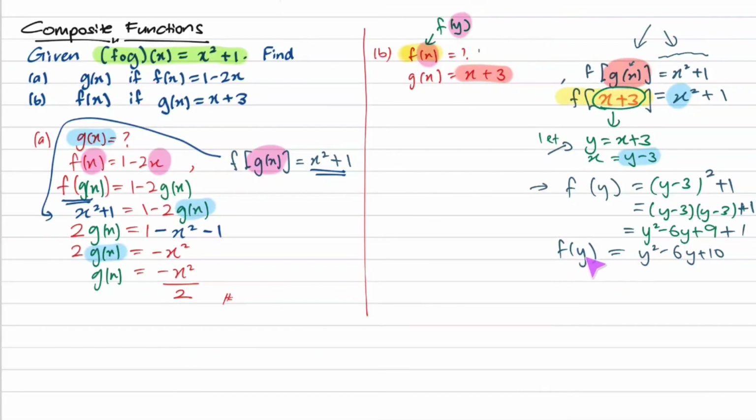So this is in terms of variable y, but the question wants you to find in terms of variable x. What do we have to do next? We can just simply change the variable from y to x. And we are done. That's all.